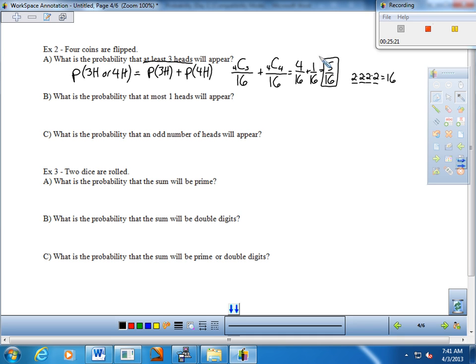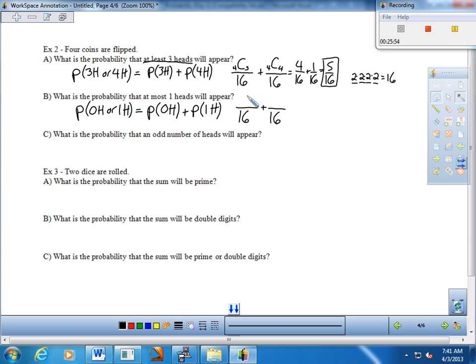Letter B. What's the probability that at most 1 heads will appear? Interpret, everybody. At most 1, well, that would be 0 heads or 1 head. And so what we would do is just take the probability of getting no heads plus the probability of getting 1, and you'll see it plays out the exact same. So 4 coins here. No big deal, guys. Everyone give me a 16 on the bottom for each. 16 possible ways it can come out.